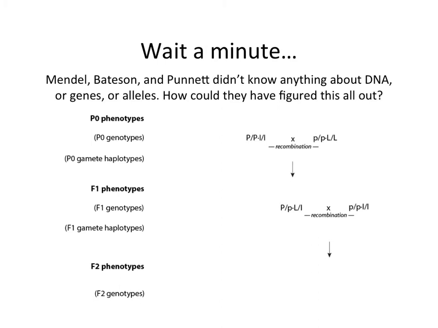So let's start at the top and work our way down. We don't know anything that's in parentheses. If we're Mendel, for example, or Punnett or Bateson or any of the other now ancient geneticists, we don't have these genotypes. We don't have P0 genotypes. We don't have their gamete haplotypes. We don't have the F1 genotypes or haplotypes. All we know are the phenotypes.